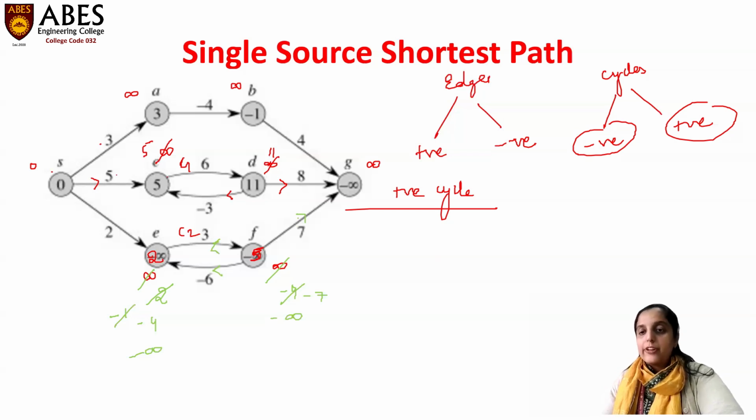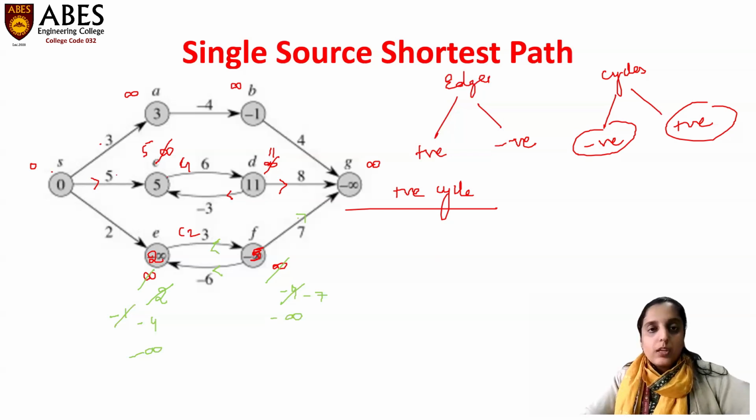So if there is any negative cycle in your graph, then that particular cycle needs to be detected and properly handled. We'll see later how we're going to deal with this negative cycle. But for now we understand what a negative cycle is and what its impact is. So this is your negative cycle.